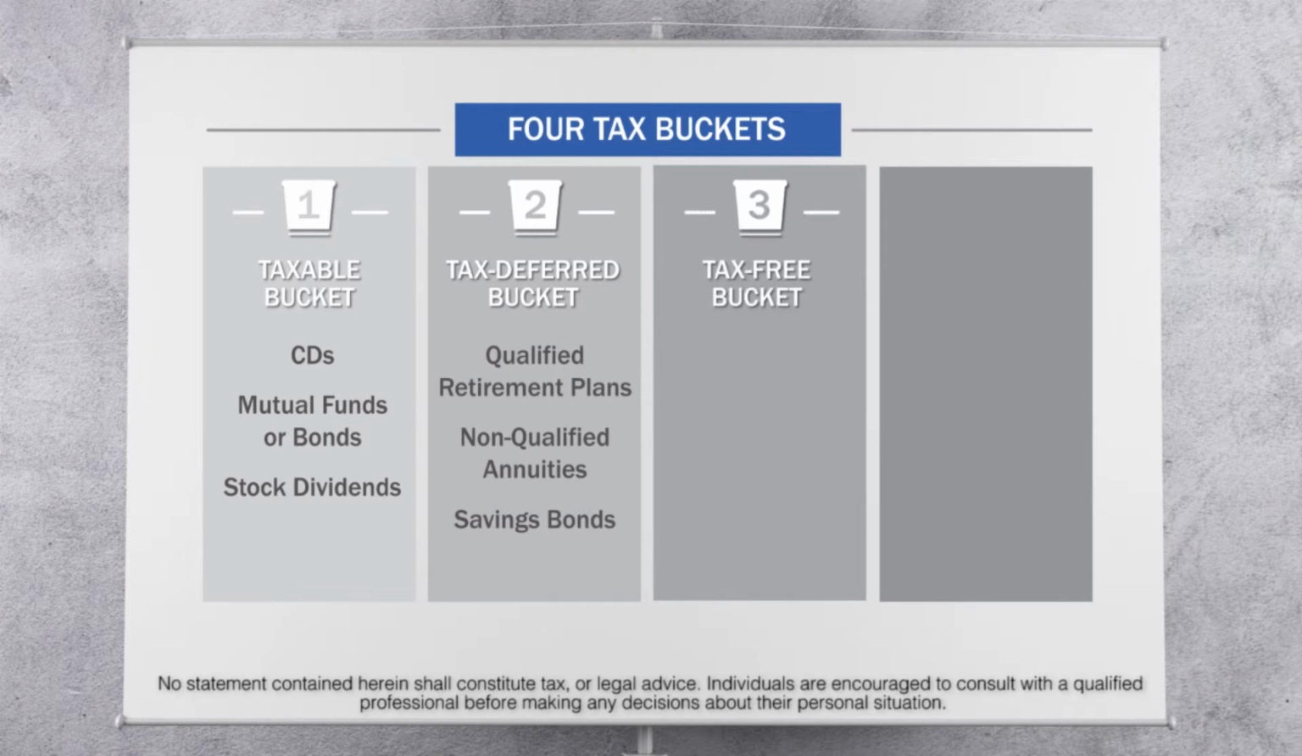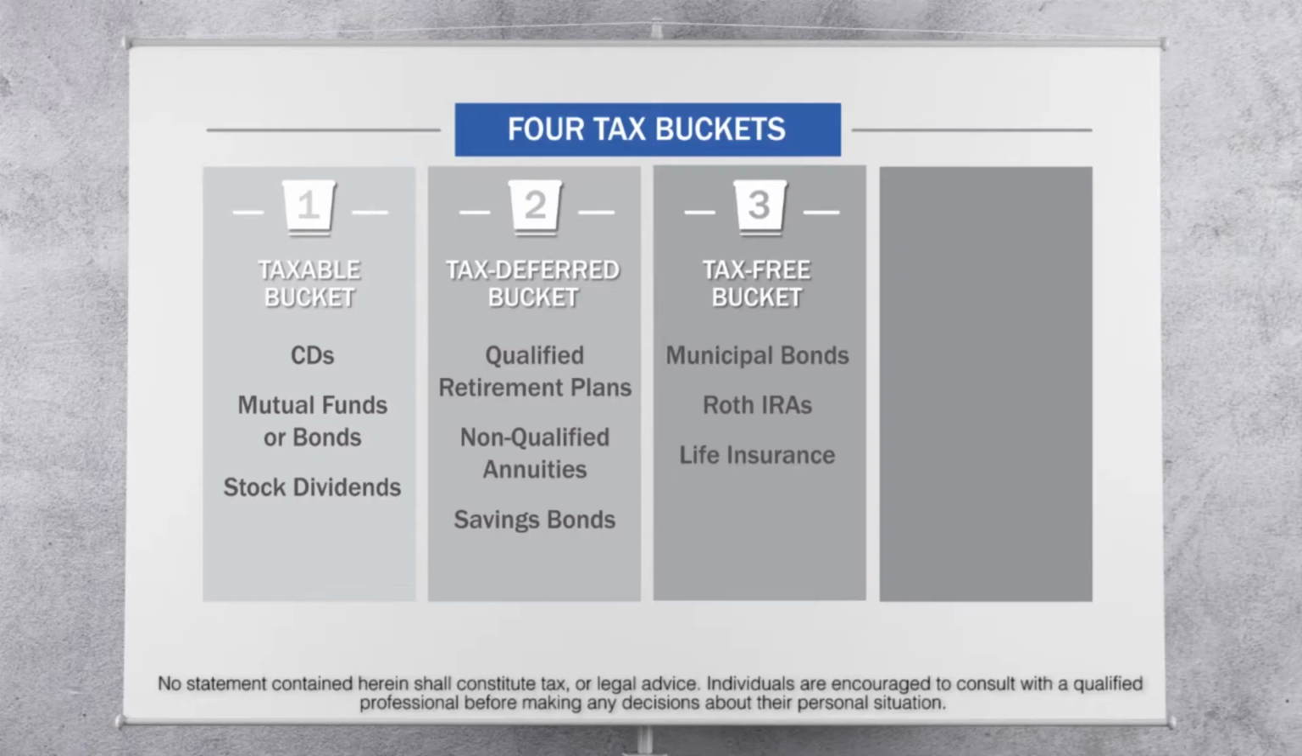The third bucket is your tax-free bucket. There are 3 financial vehicles that are currently possibly tax-free: municipal bonds, Roth IRAs, and properly structured life insurance. Notice I said properly structured life insurance. In fact, municipal bonds are not always tax-free, but for the most part they are.